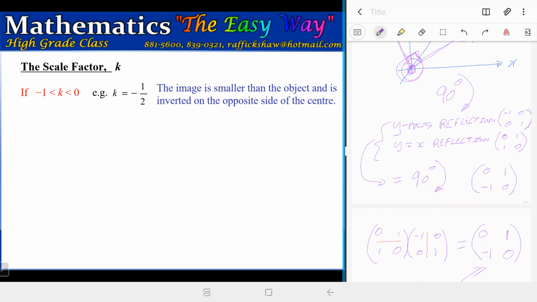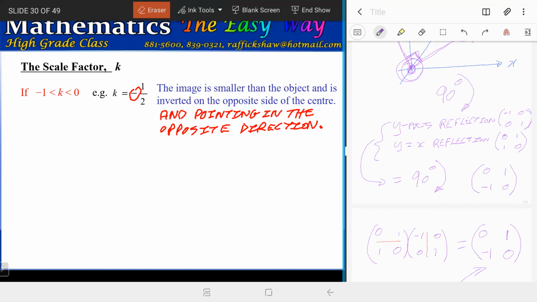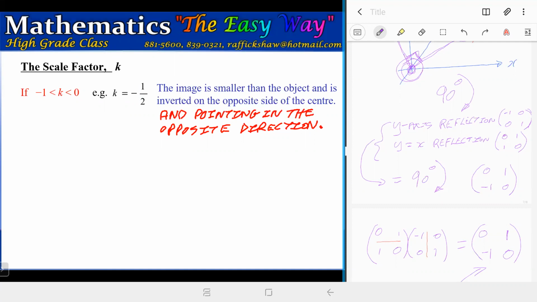I want you to add this for me now. Add this to the statement: and pointing in the opposite direction. It's pointing in the opposite direction because of the negative. The negative causes it to be pointing in the opposite direction. All right, simple as that.